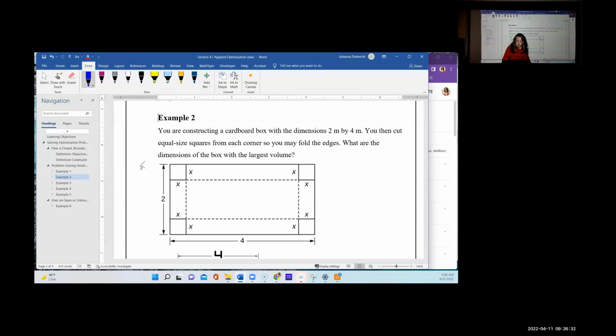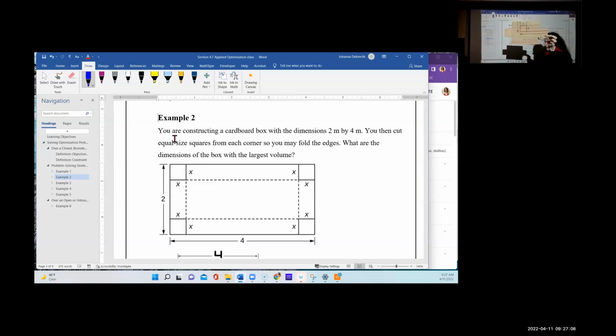You then cut equal size squares from each corner so you may fold the edges. What are the dimensions of the box with the largest volume? So there's a picture right here that shows the box, and it shows the corners that are going to be cut out. So you can see in each corner, the length of the corner is x and x. In other words, it's a square. So you're going to cut equal size squares from each of the 4 corners so that it will look like this. All right, this is going to be what you're going to end up with when you're done.